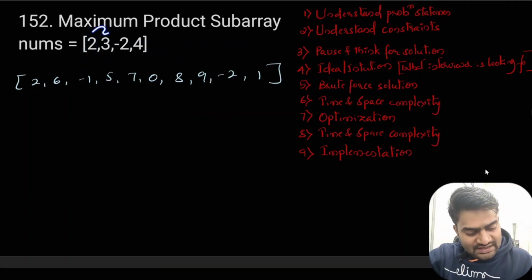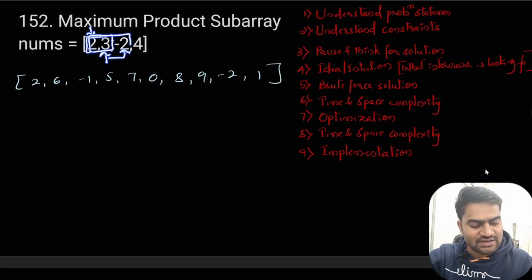Okay. In the next iteration, I will keep my start pointer at the same position and move my end pointer. So now we have two numbers between the start and end pointer. Likewise, I will move the end pointer to the next, then I will have three numbers. Then I'll move it towards the right, then I will have four numbers.